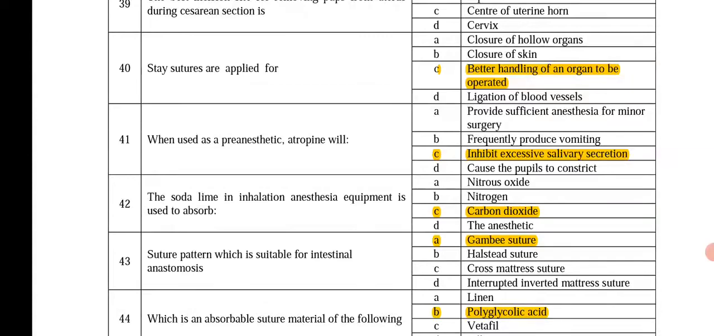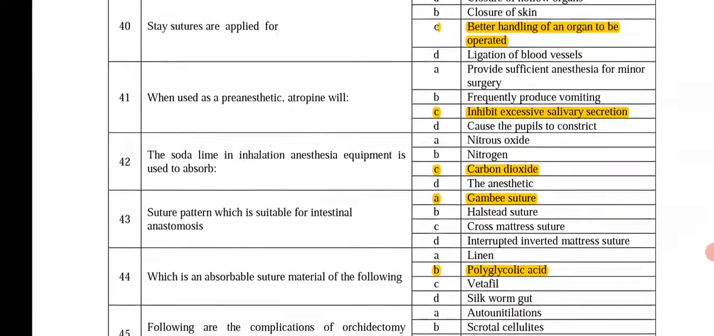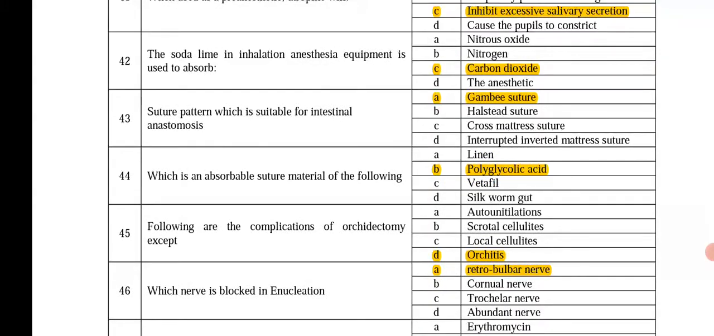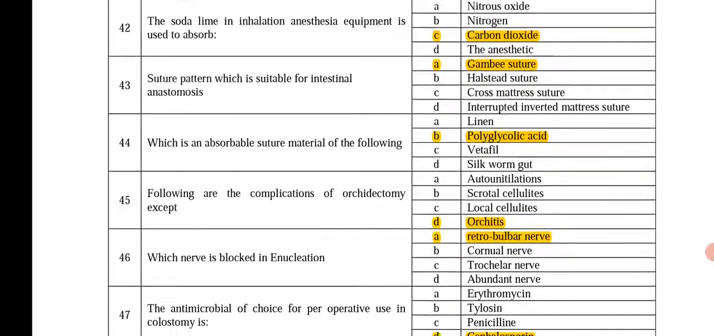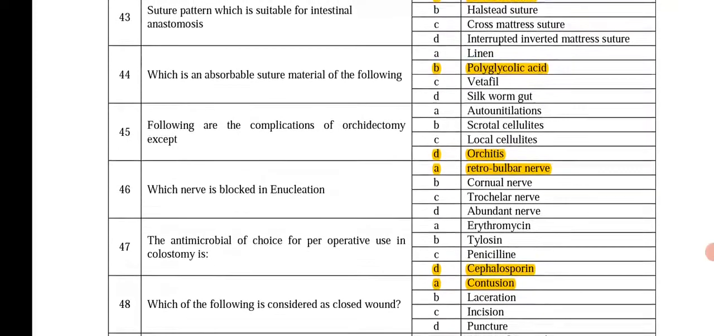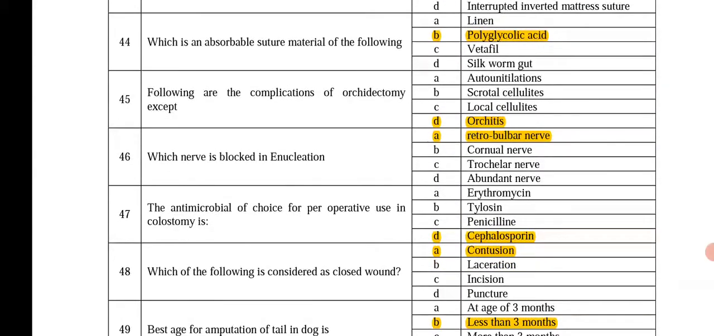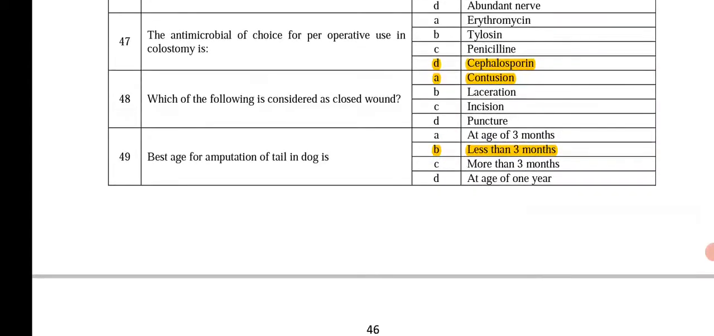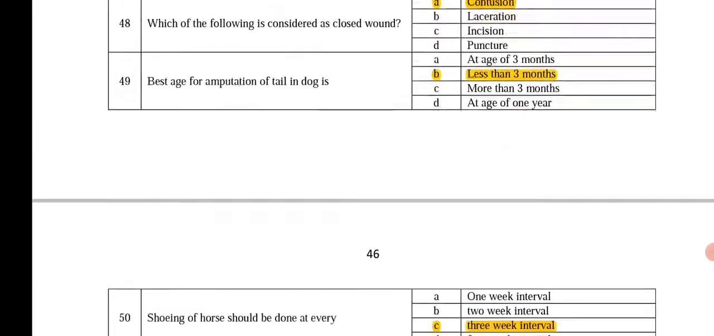Which suture pattern is suitable for intestinal anastomosis? Lembert suture. Which of the following is an absorbable suture material? Polyglycolic acid. Following are the complications of orchidectomy except orchitis. Which nerve is blocked in enucleation? Retrobulbar nerve. The antimicrobial of choice for preoperative use in colostomy is cephalosporin. Which of the following is considered a closed wound? Contusion. Best stage for amputation of dog tail is less than 3 months.